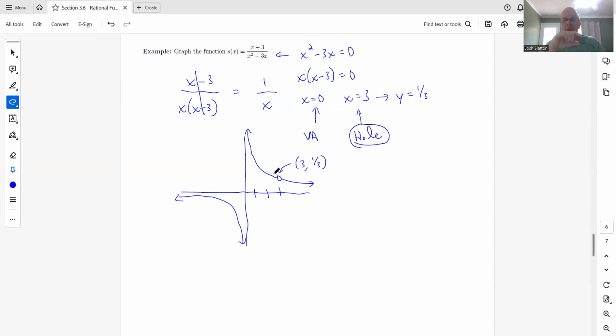And so we're just removing that little point from the graph, and everything else looks the same as if it was 1 over x, except 3 is not in the domain. So we're just pulling that point out. So whenever you factor a rational function, if a factor cancels, that will represent a hole in the graph, not an asymptote. So the only asymptotes are the ones that are left over in the simplified form that would make the denominator be 0. All right, so let's see one more.